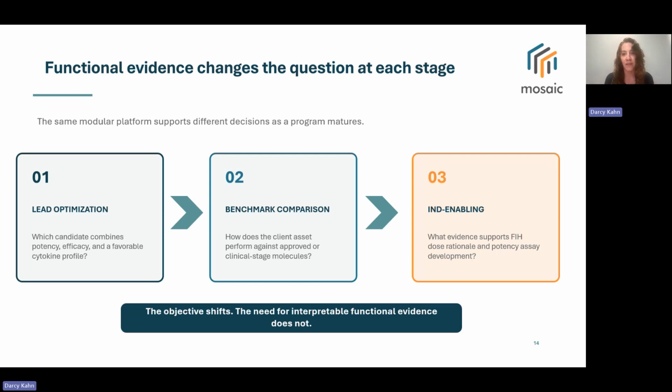If you're trying to do benchmark comparison, you're contextualizing your asset against the approved or the clinical stage molecules like we did today. And in preclinical IND enabling work, this is where you're building the functional evidence base that you will use to support your first in human dose rationale, and your potency assay development going forward. So the platform is modular on purpose, so you can put in exactly the pieces you need at whatever stage you're at, rather than treating this as an all or nothing package.